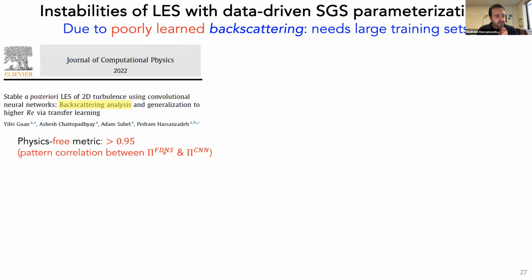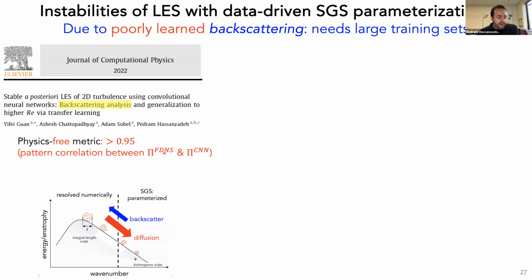In this paper that was published last year, we looked a bit more into the physics of what we are trying to learn. As I mentioned before, in a turbulent flow the smallest scales mainly dissipate the largest scales. But we also know that the smallest scales can force the largest scales, something called backscattering, or you can think of it as anti-diffusion. When we changed our metric to one that looks at backscattering and diffusion separately, we found that we had not actually learned an accurate parameterization. It turned out that learning backscattering from data is much harder than learning diffusion.